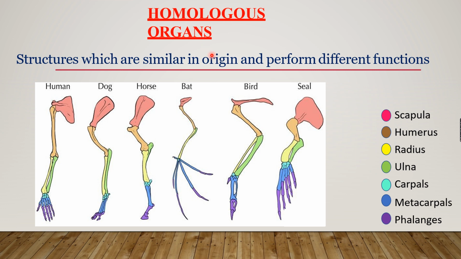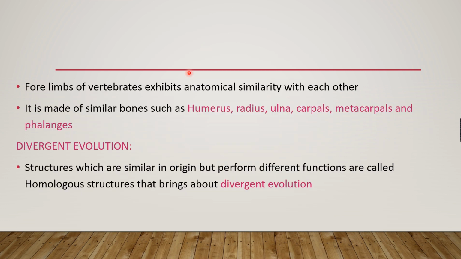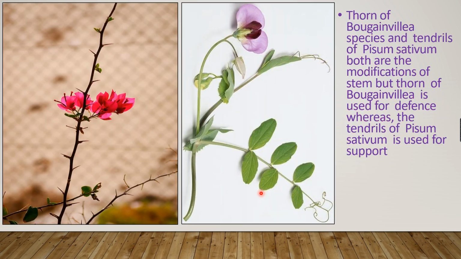It's called homologous organs. Now, forelimbs of vertebrates exhibit similarity in the anatomy. When we compare the structural bones, all are similar with each other. What are the bones? Humerus, radius, ulna, carpal, metacarpal, and phalanges. But they perform different functions. Similar in structure and origin but performing different functions are called homologous structures, and they bring out what evolution? Divergent evolution.